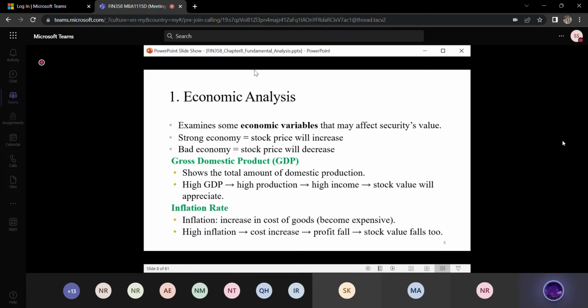So first one kita check on the economic analysis. So examine some economic variable that may affect securities value. Strong economic, stock price will increase. Bad economic, stock price will decrease. So this one actually you have learned in microeconomics atau macroeconomics. So again, kalau for that one is for economics.